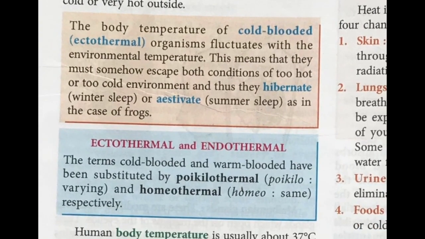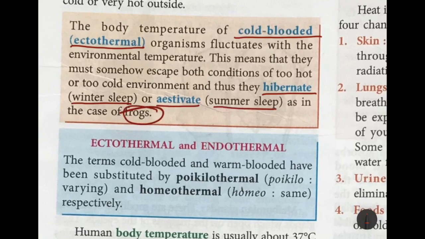So the body temperature of cold-blooded organisms, which are known as ectothermal, fluctuates with the temperature outside. If it becomes cold, the body temperature drops down. If it becomes hot, the body temperature also shoots up. So this means they must escape if it is too hot or if it is too cold. That is why they hibernate, that is known as the winter sleep, and they estivate, that is the summer sleep, as in the case of frogs, because they have to maintain their body temperature.